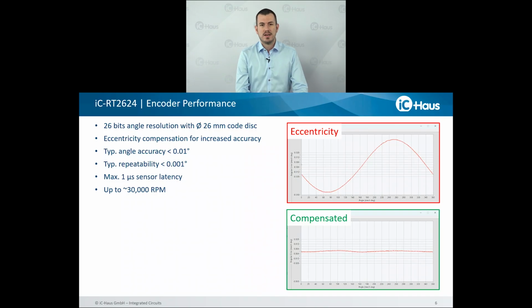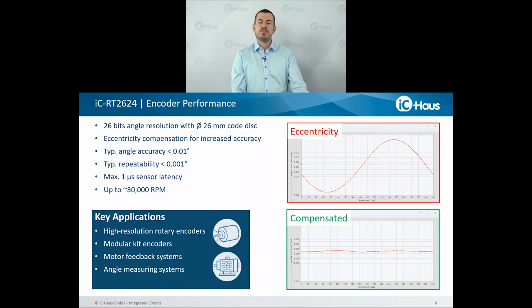RPM. What key applications does this sensor fit? Obviously, high-resolution encoders, housed encoders with bearings, probably an IP sealing, something like this. There is a perfect match, of course. But also modular kit-style encoders directly assembled in the field to like a motor or something.